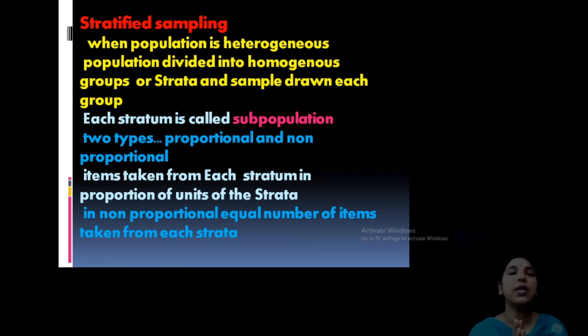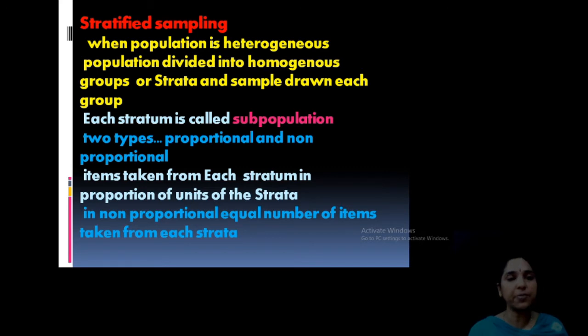For example, male, female, transgender, everything mixed. So how can you make it homogeneous? Put males in one group, females in one, transgenders in one. So these are different strata. Then from that you can take a sample. From each you will take a sample. So each stratum is called a subpopulation. The entire population is divided into groups based on some criteria, and that is known as a subpopulation from which you will draw.